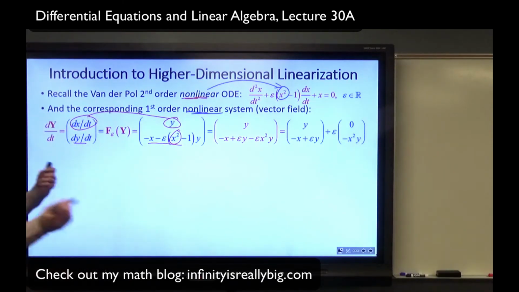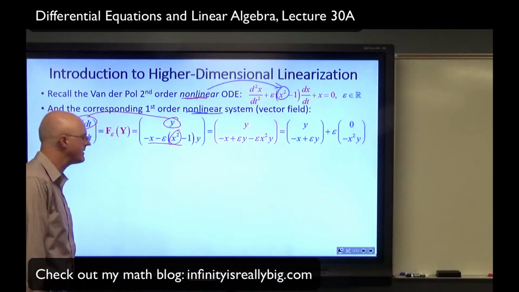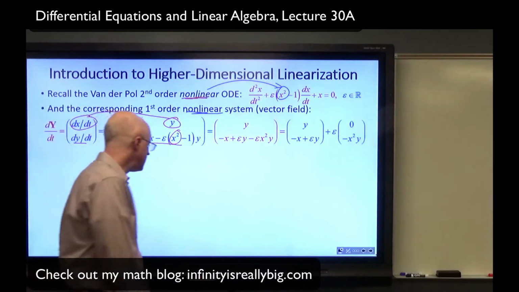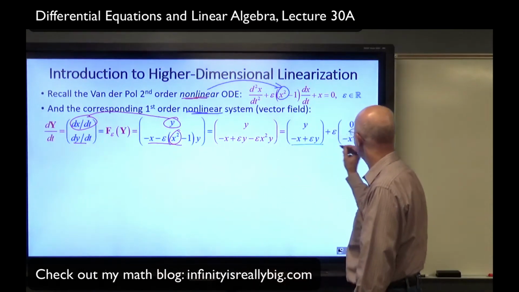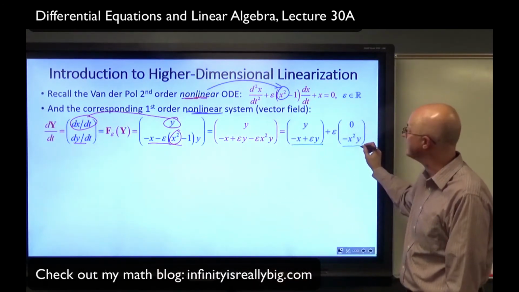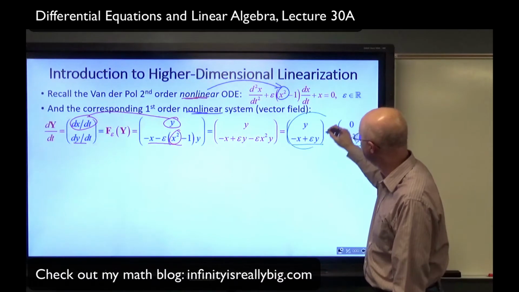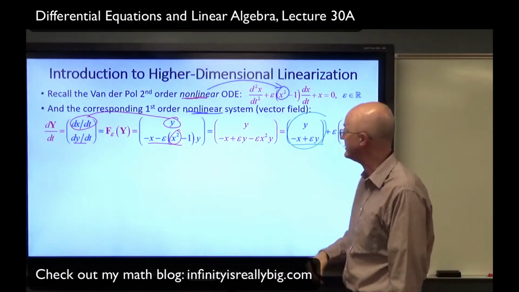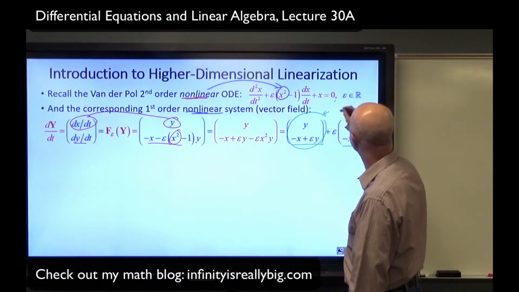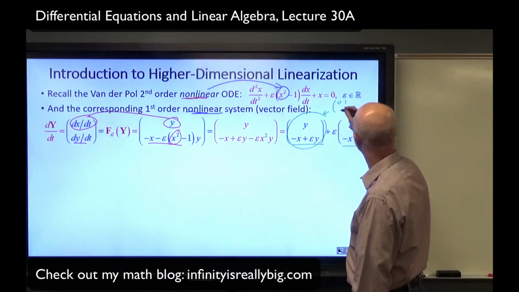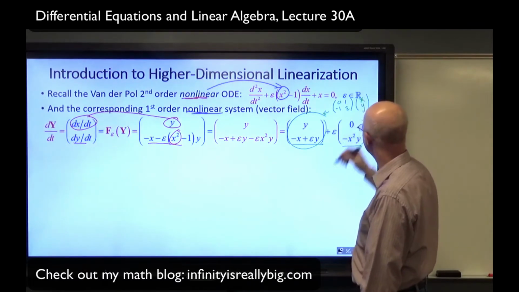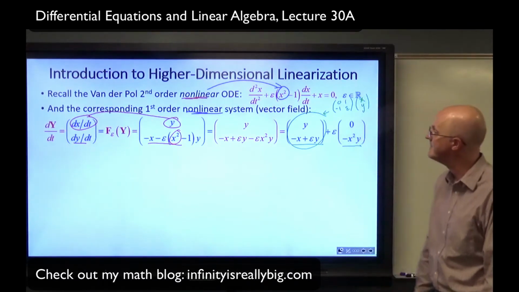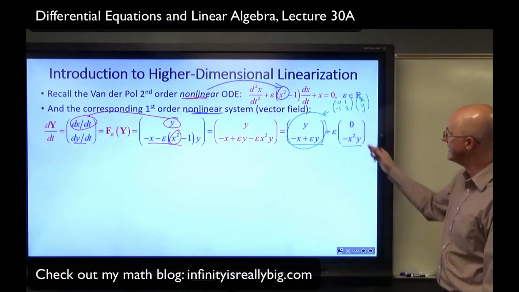However, we can separate this nonlinear vector field into what you might call a linear part and a nonlinear part. Over here, we've got the linear part. Over here, we've got the nonlinear part. And this here could be represented as a matrix times a vector. We could think of this as the matrix 0, 1, negative 1, epsilon times the column vector x, y. Based on things we've done before, that should be pretty clear. Okay? So a linear part and a nonlinear part.